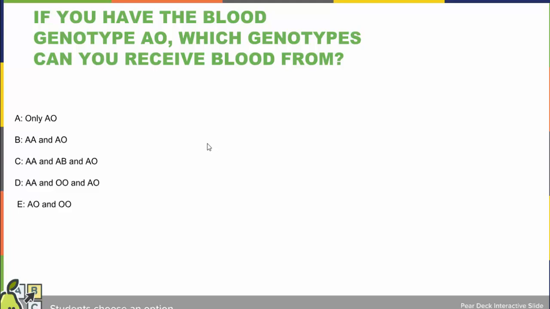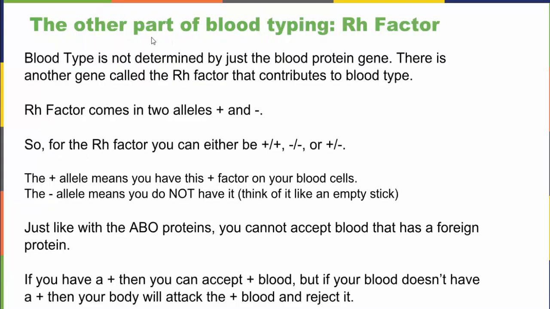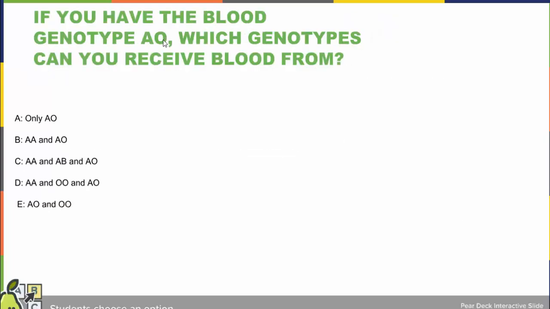So the question, if you have the blood genotype AO, which genotypes can you receive blood from? Okay, so if you're AO, that means you're familiar with A, you're not familiar with B, and O, remember, is like nothing, so it doesn't matter. Which means that, oops, sorry about that. Come on, slide.